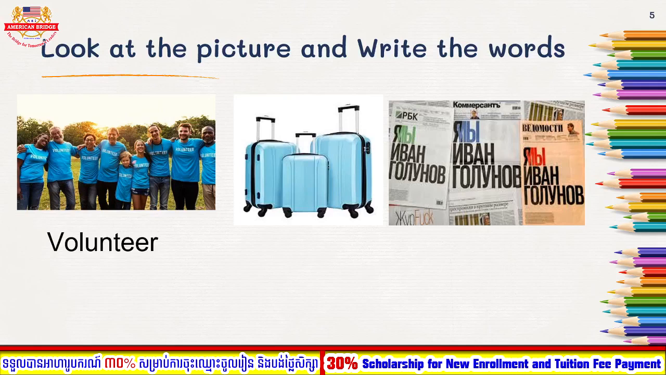The second picture, this one you can put clothes in, you can put your things in, and you can use this one to travel to another country. Can you guess this one? Great. This one is a suitcase, right? And the third picture is the paper that you can read a lot of news in the morning, especially the old people, they like to buy it, and after that they like to sit and read the news, what happened today. Can you guess this one? Great. This one is newspaper, right? Okay, now let's move to the next one with teacher.